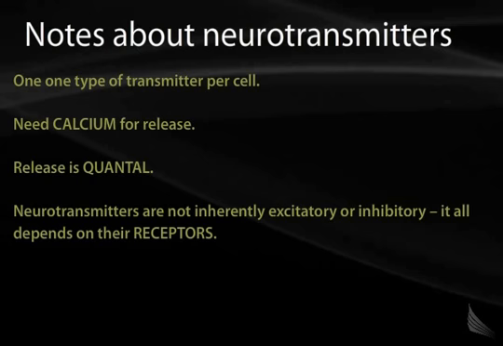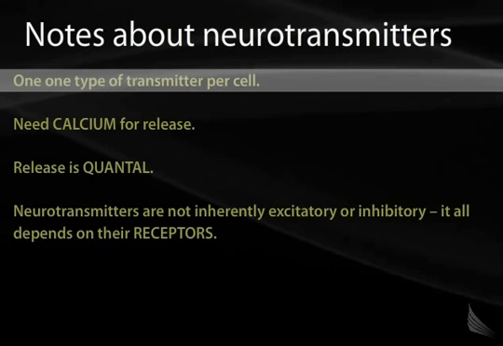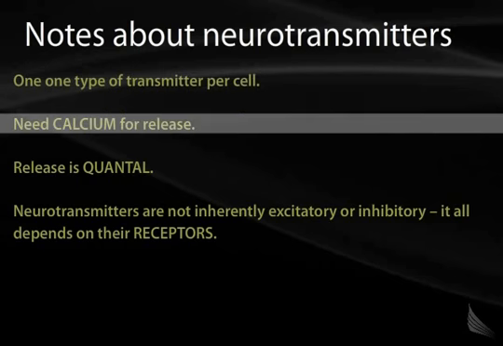So a couple of notes about neurotransmitters. Each cell has a particular type of neurotransmitter. So if a cell releases glutamate at one synapse, it's going to release glutamate at all of its synapses. Another important point is the crucial role of calcium for release. Without calcium, there will be no release of neurotransmitter. This will become important therapeutically, as we'll describe later.